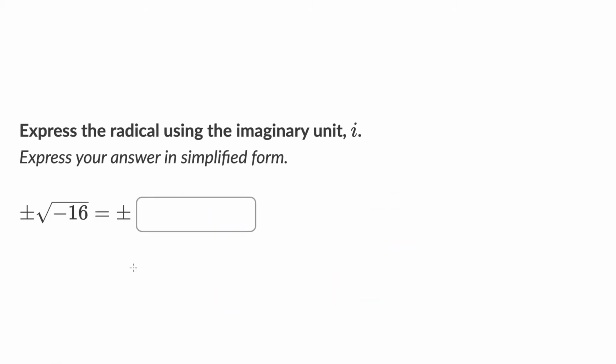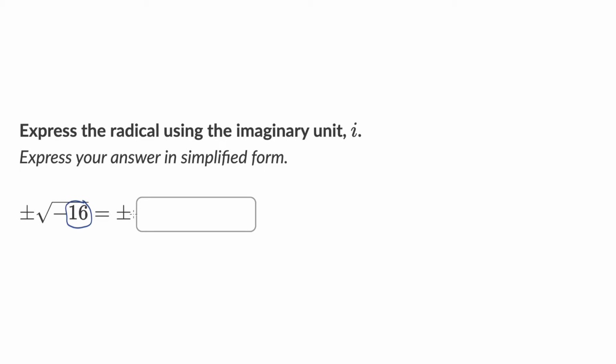Alrighty, here's another more fun problem. It's asking us to do the same thing again. Express the radical using the imaginary unit I, and express the answer in simplified form. Well, let's pretend this negative is not here. We're just going to focus on this 16. What is the square root of 16?